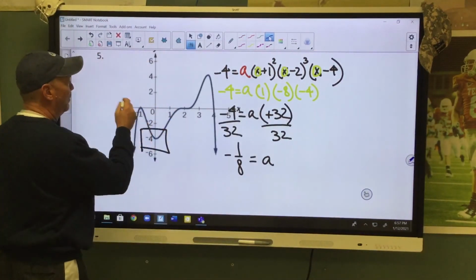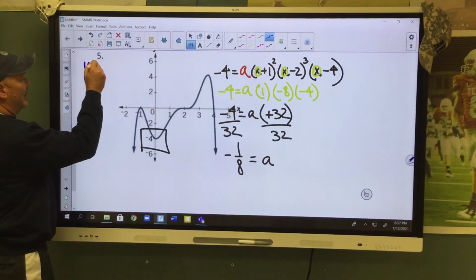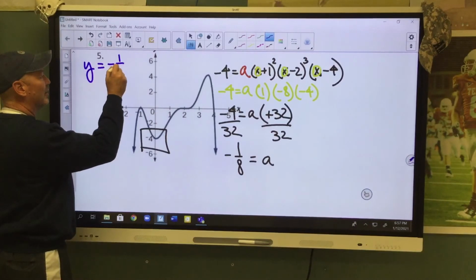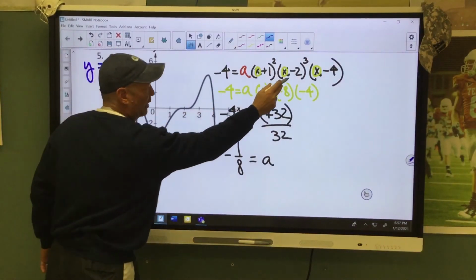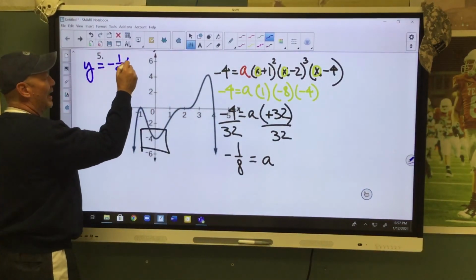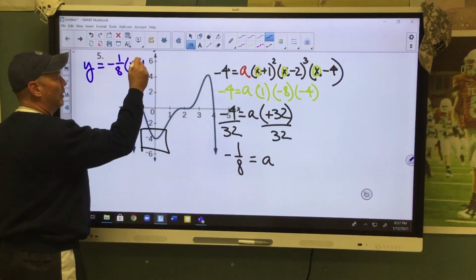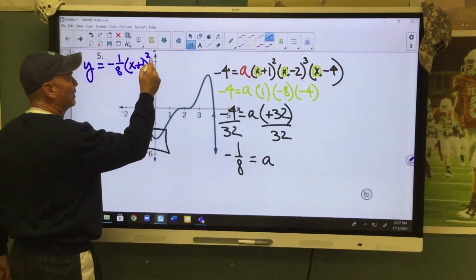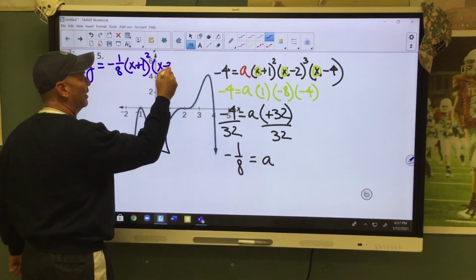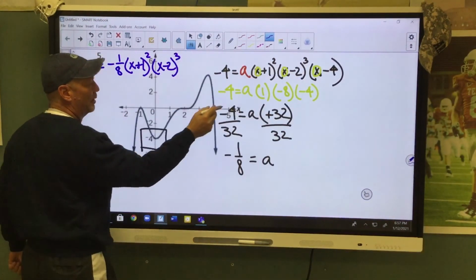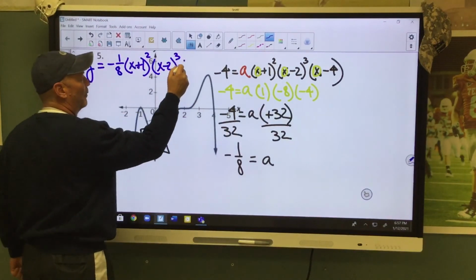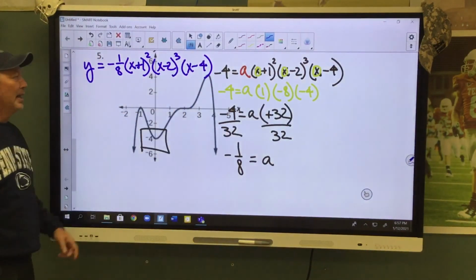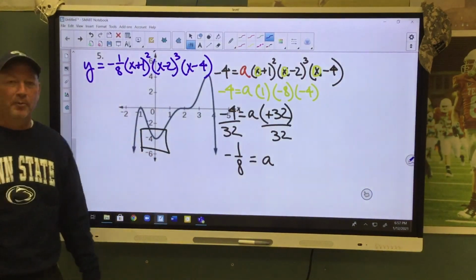Final answer here, y equals a negative 1/8. And then go back to your roots. x plus 1 squared. x minus 2 to the third power. And then x minus 4. And there's your equation for that polynomial.